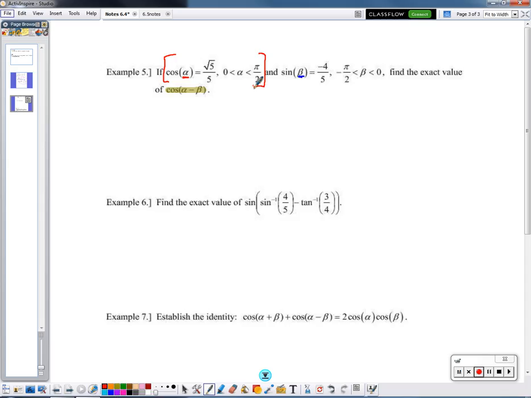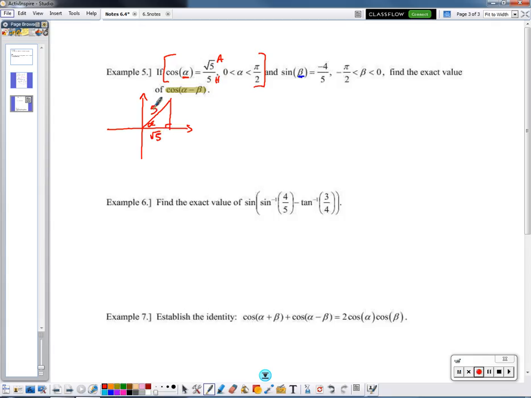Because remember, cosine of an angle is a ratio, so this is telling me about the adjacent and hypotenuse sides of that right triangle formed by alpha, and then I might want to look at the same thing for beta. So here, when I look at this triangle, since alpha is between 0 and pi over 2, I know it has to be in the first quadrant. And then when I draw alpha in the first quadrant, I can label the adjacent side as root 5, and the hypotenuse is 5, and then that helps me figure out what the third side might be.